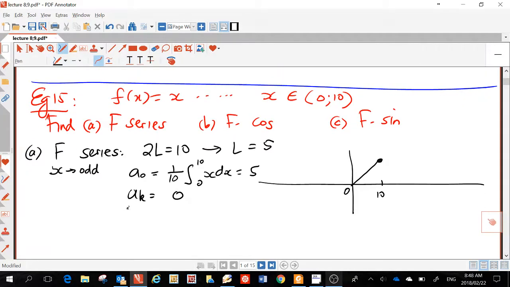And then bk, you work this out, it will be 1 over L, which is 1/5, integral 0 to 10 x sine k pi x over 5 dx. And if you work this out with integration by parts, eventually you get minus 10 over k pi. That's okay. I think you can do that calculation by integration by parts. You have to be very careful, but it's something that you can easily do since you're quite good at this. The question is, what does the graph look like? And how do the next two graphs differ?